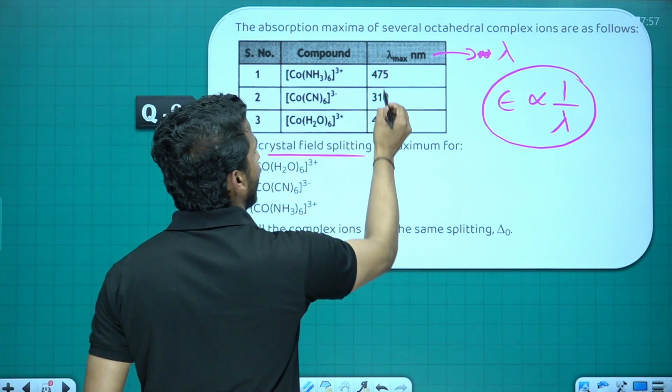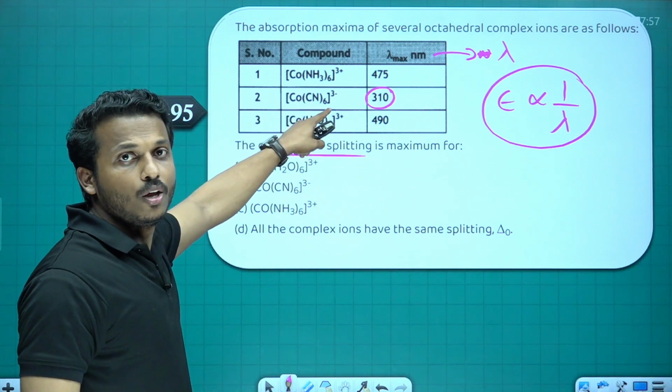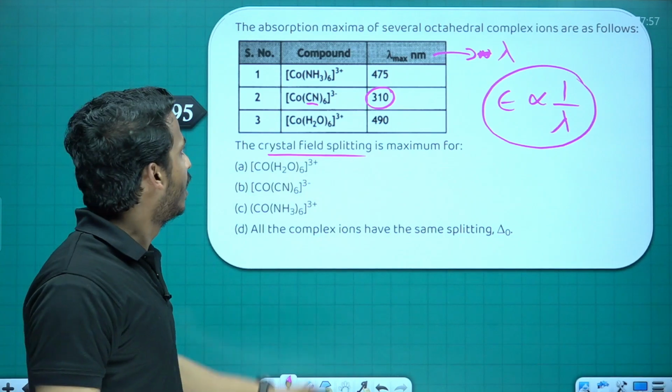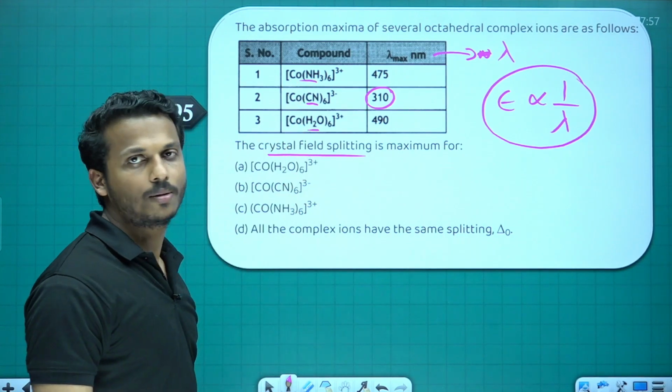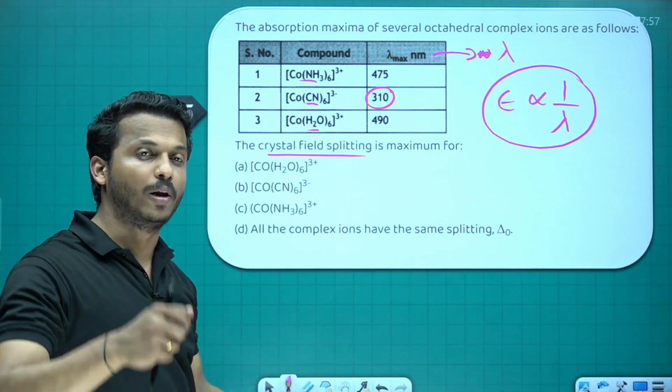So which one has the weakest wavelength? This one. So the second one has the strongest ligand. Yes, cyanide is the strongest ligand. Then amine is the next strongest ligand. Then aqua. Correct. So the lesser the wavelength, the stronger the ligand, and the more splitting.